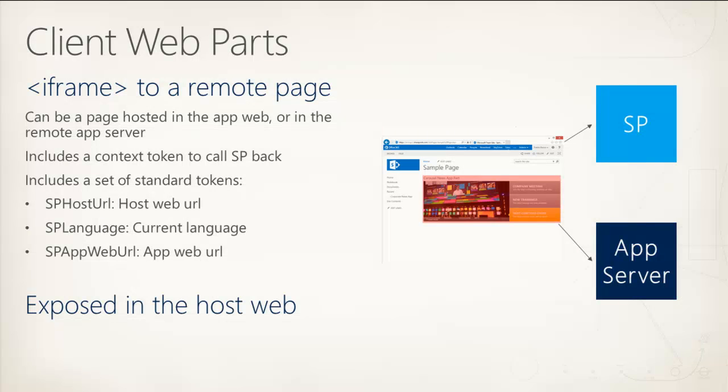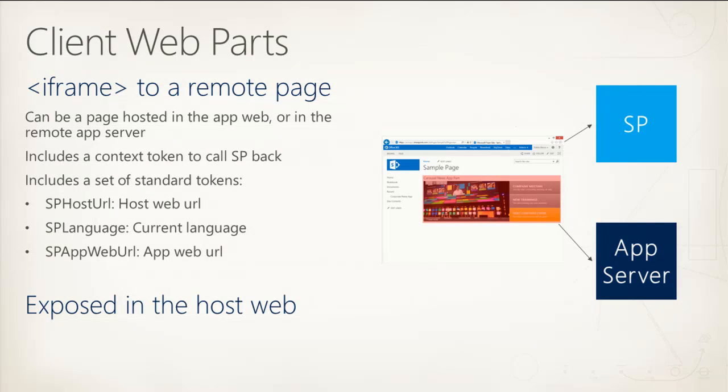And it also includes, as remote event receivers do, a context token to call back to SharePoint and perform operations on top of that, on behalf of that user. The call to that page will also include a set of standard tokens that will let the app know from where it's actually receiving the call. So it's going to know the host URL, which is the host web URL, what language the current user is using, and if there is an app web, in our case there's not, you'll also receive the app web URL. And you can use those URLs with the context token to actually call back to SharePoint and read or perform whatever operation you need when the client web part is rendered.